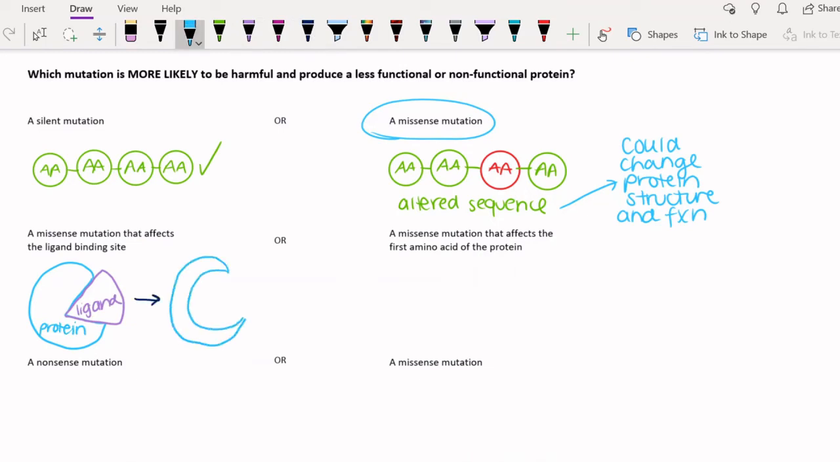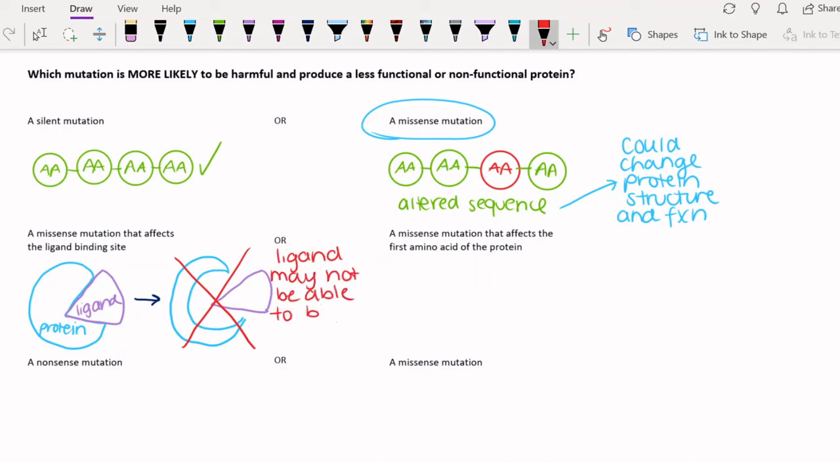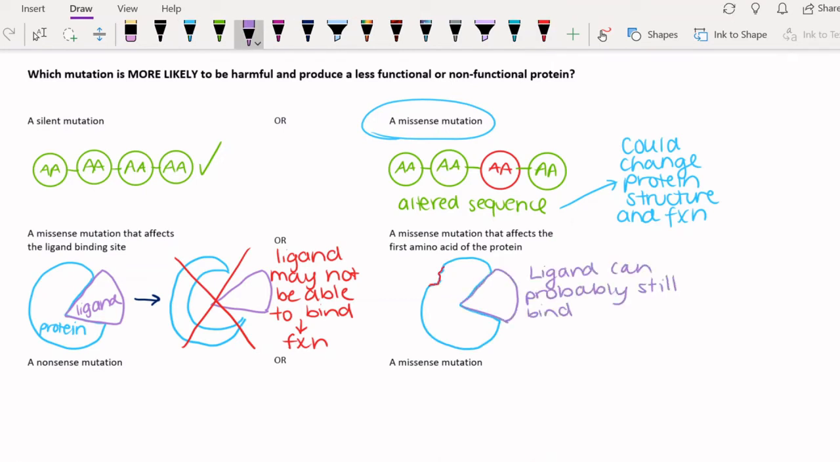Next, a missense mutation that affects the ligand binding site, or the first amino acid of the protein. The ligand binding site needs to have a certain structure so the ligand can bind, like having a key fitting into a lock. Disrupting the binding site could prevent the ligand from binding, whereas changing the first amino acid probably won't affect the ligand binding. So, most likely, the binding site mutation will be more harmful.